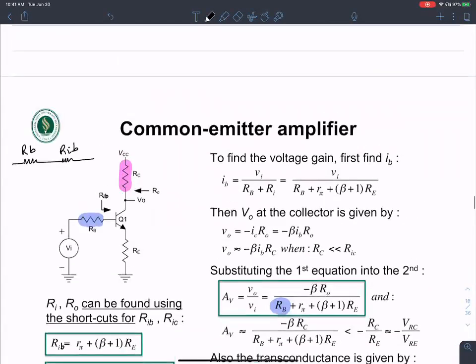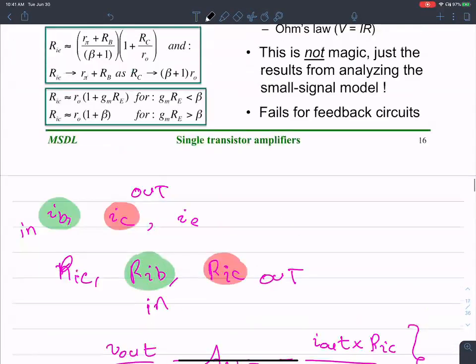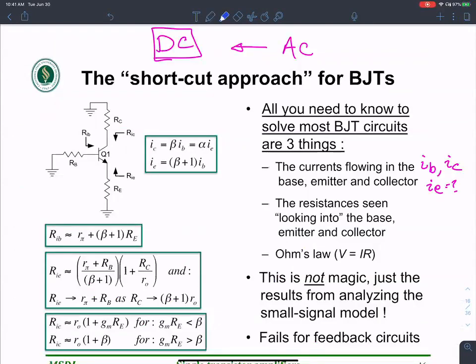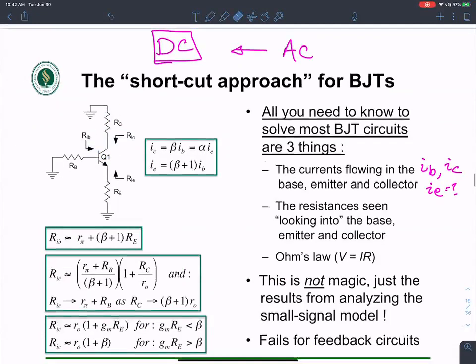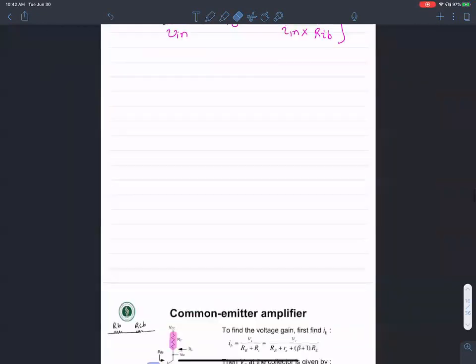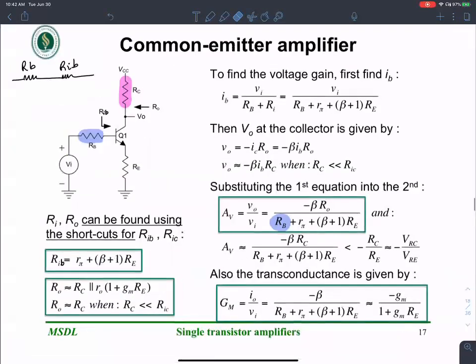Okay, so if you think about it, when you go back, there is this RIB looking into the base. RIC looking down into the collector. We only looked down, but if we look up, there's an RC, so we have to account for that as well. That's where the parallel comes in. Okay, so that's the idea.